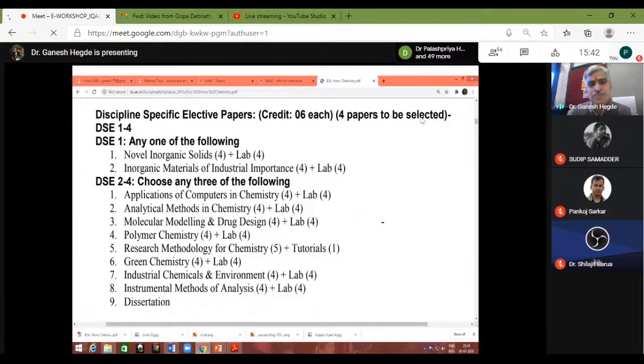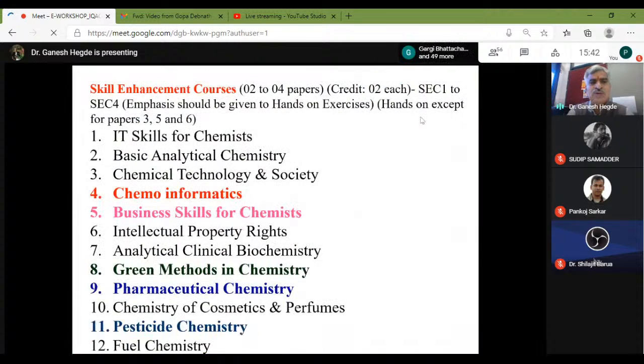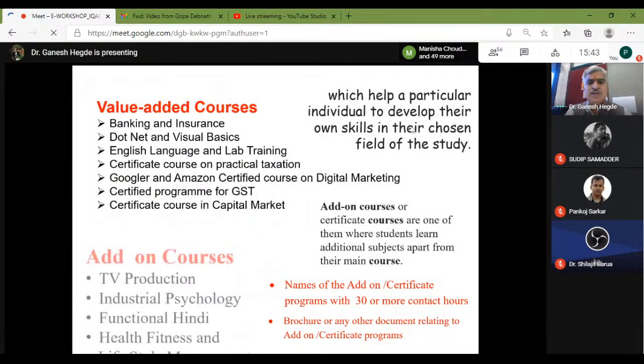Suppose you look into the discipline specific electives, that means if it is chemistry, chemistry related, economics, economics related, sociology, sociology related. Like that, you will have a combination of subjects which will be taken up as the specific electives. You can have inorganic materials, analytical methods, molecular modeling, and also research methodology. Finally, you can have a dissertation also. There are some courses which you can call skill enhancement courses. For example, if you have chemistry in your college, you can have 2 to 4 papers on skill enhancement courses, a maximum of 2 credits, which you can create internally: chemoinformatics, intellectual property rights, green methods in chemistry, pharmaceutical chemistry, pesticide chemistry, fuel chemistry. These are some of the things you can have.